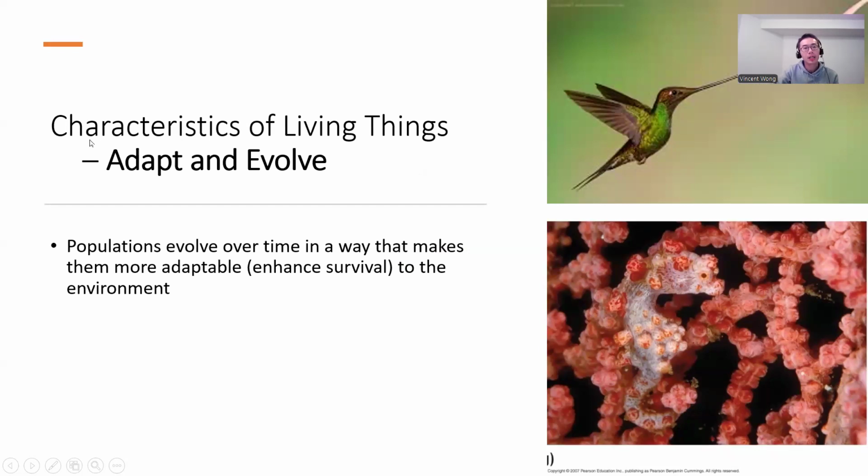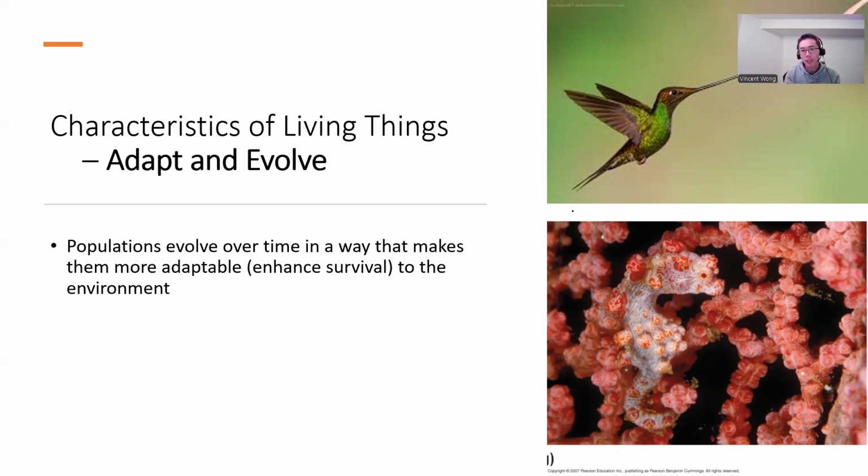Finally, the last thing we're going to talk about is the ability to adapt and to evolve. Okay, so populations evolve over time in a way that makes them more adaptable to the environment. So as the environment changes, some features, some traits, are more favorable for the organism to enhance its survival or to enhance its reproductive chances. Those traits tend to be preserved within the population. And over time, the population is going to change or evolve to have more of those favorable traits. That's basically what evolution means.